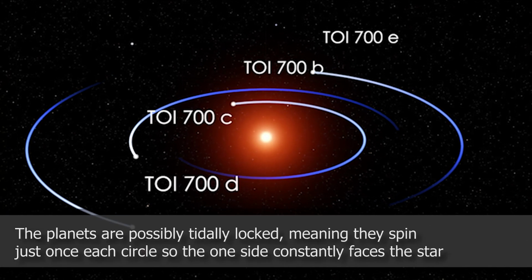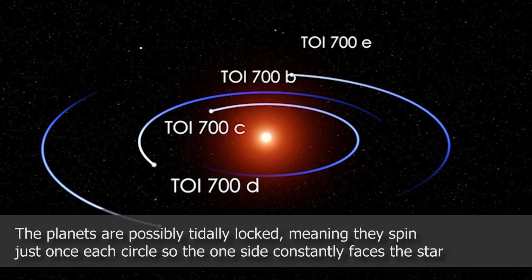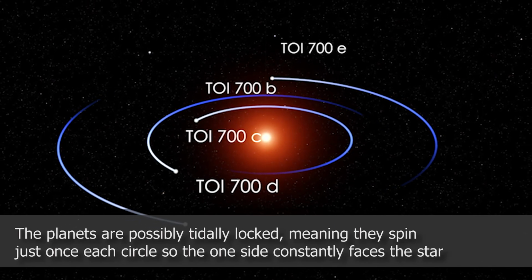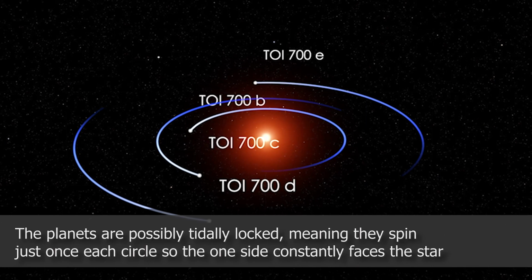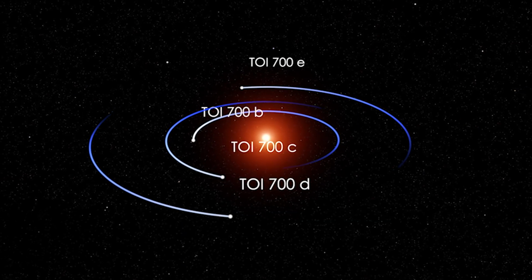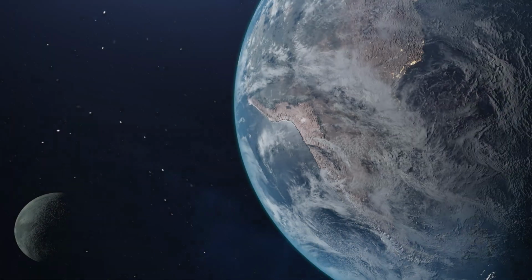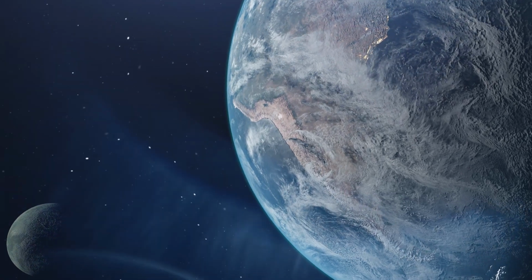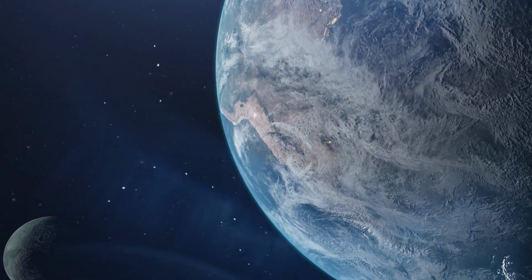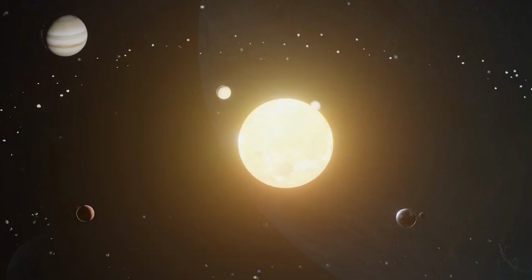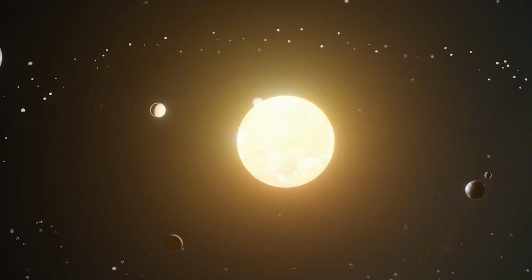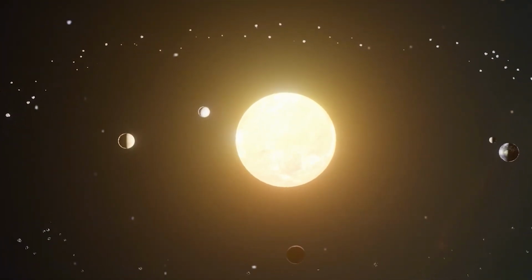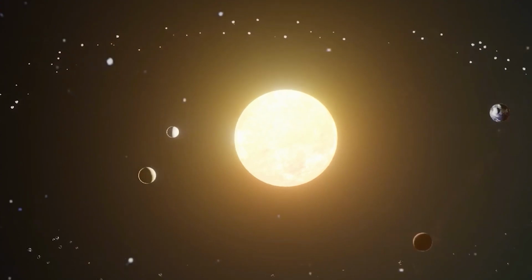The planets are possibly tidally locked, meaning they spin just once each circle, so the one side constantly faces the star, much as the Moon always faces Earth from one side of its orbit. Only a few of the known planetary systems have numerous small habitable zone planets.